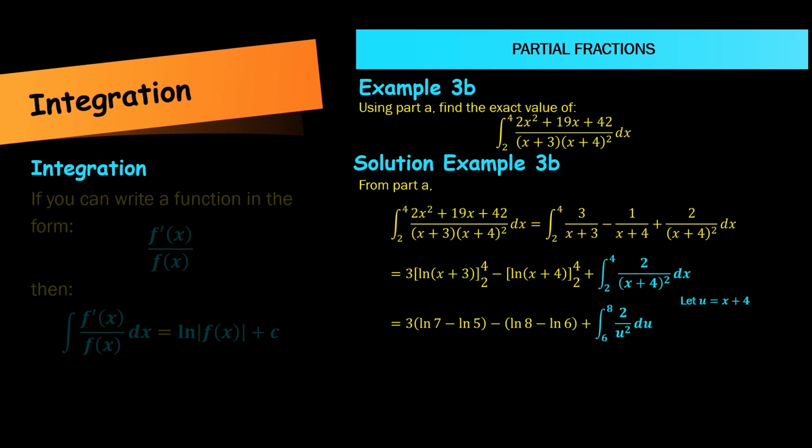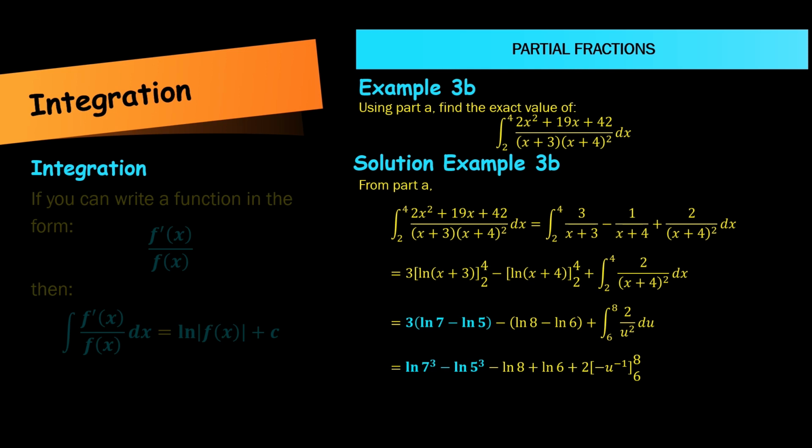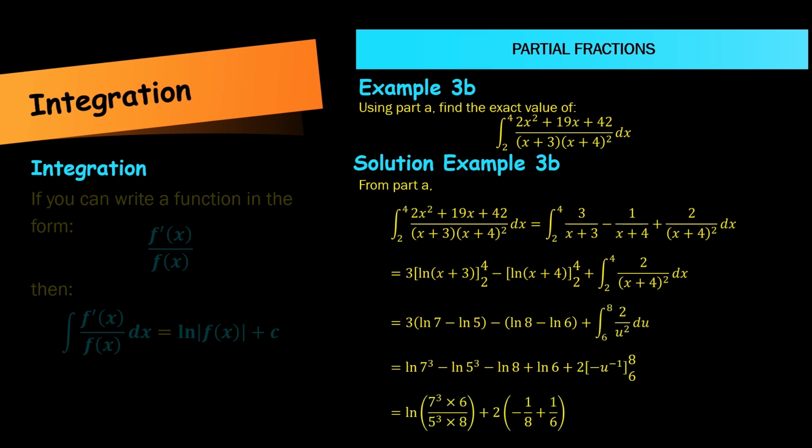And so tidying up, we have ln 7 cubed minus ln 5 cubed minus ln 8 plus ln 6 plus 2 times -u to the power -1 between the limits 6 and 8 to give us this expression. And finally this tidies up to give us ln 1029 over 500 plus 1 over 12.